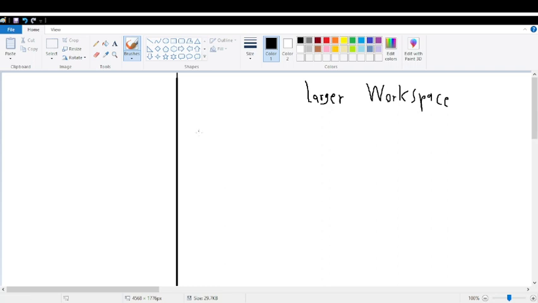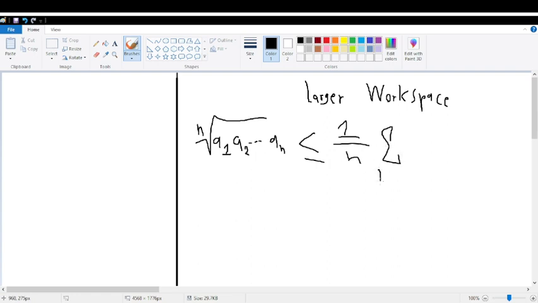First, the problem that caused big difficulty was to prove that the nth root of a1, a2, all the way to an is less than or equal to 1 over n times the sum from k equals 1 to n of a sub k. I had a lot of difficulty with this, and at one point I remarked that it seems like it depends on what your a_i are, and that actually ended up being correct.